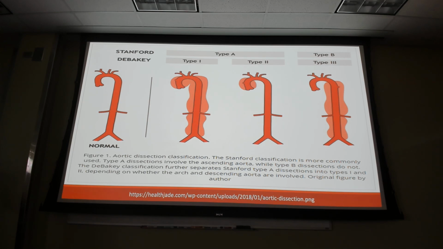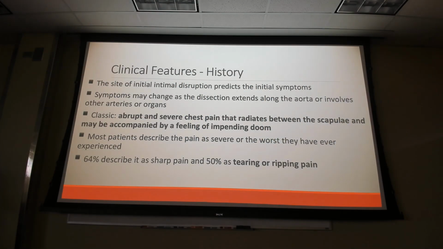Blood pressure control is usually medical management. These older people that have all these comorbidities, they don't want to do surgery on them, okay? They just want to medically manage them, okay? So that's the difference. Type A involves the arch or the ascending aorta, B is descending.